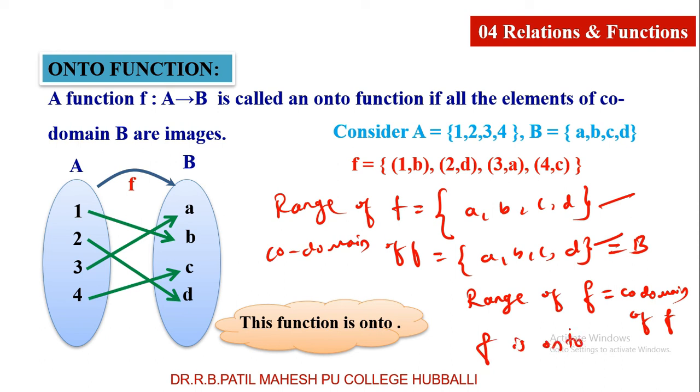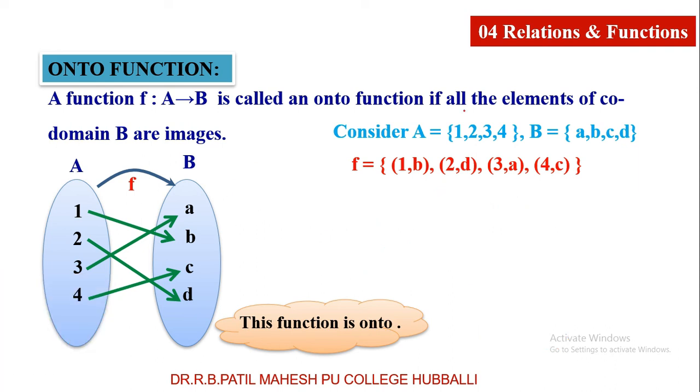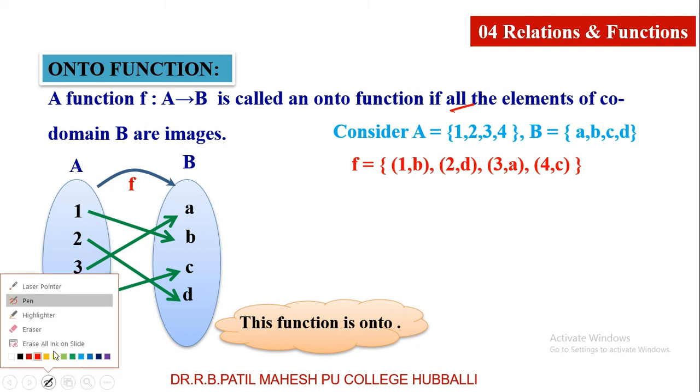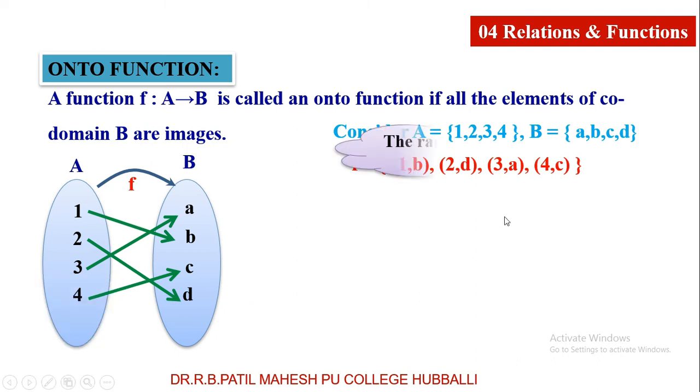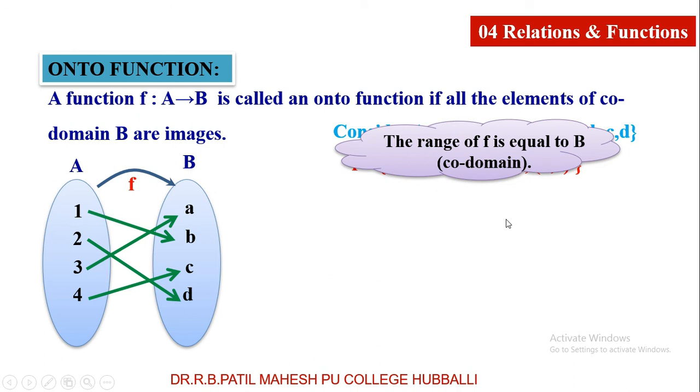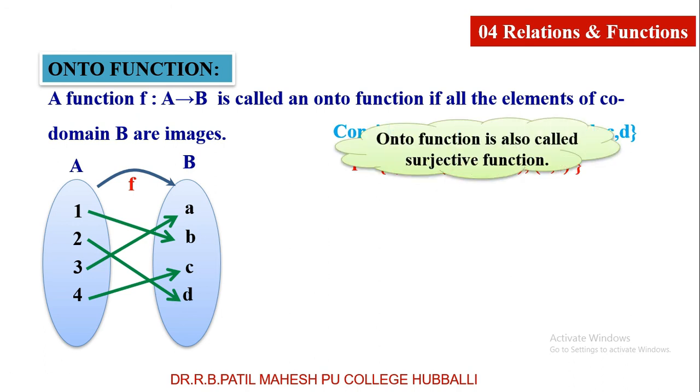Dear students, this is a second method to say the function is onto. When the range is equal to the codomain, then the function is onto. Otherwise, you can see the definition: all elements should be images. That is also the meaning of an onto function. The range of f is equal to B. Just now I explained. So an onto function is also called surjective. What do you call a 1-1 function in another way? An injective function. Here an onto function is also called, in another way, a surjective function.